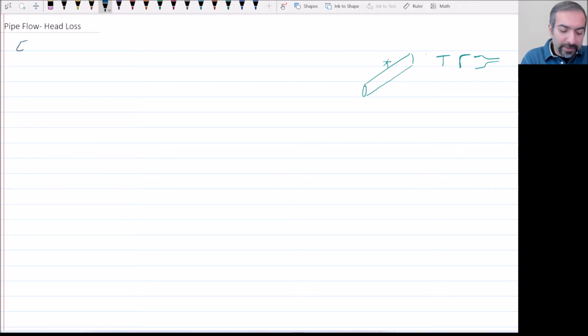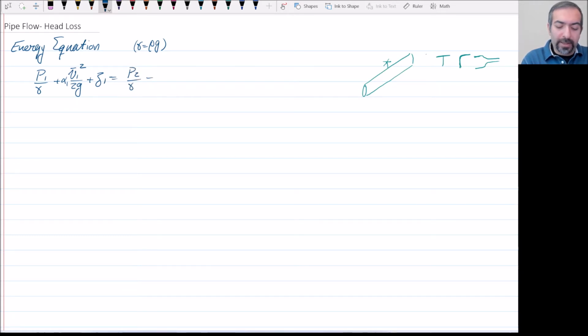So as we discussed, the energy equation looks like Bernoulli's equation: P1 over gamma, where gamma is rho g, plus alpha 1 V1 bar squared divided by 2g, plus Z1 is equal to P2 over gamma plus alpha 2 V2 bar squared over 2g plus Z2. This equation is valid if there are no energy losses in the system.